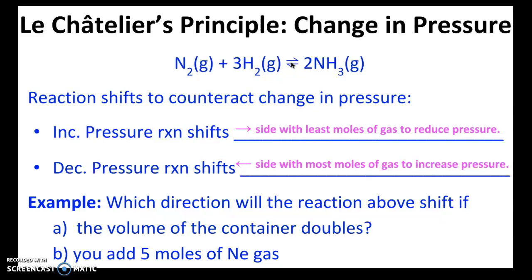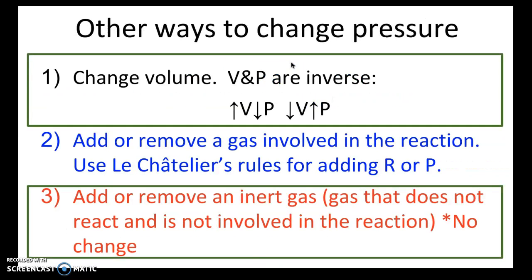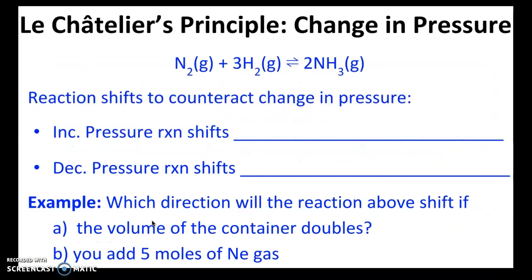Okay, so let's take a look at this example. Which direction will the reaction shift if the volume of the container doubles or you add 5 moles of any gas? You might want to think about what we talked about here. When we change the volume, that can tell us what's happening to the pressure, whether it increases or decreases. And if you add or remove an inert gas, that will have no effect on the direction it will shift. Take a moment to read this and then see if you can figure it out.